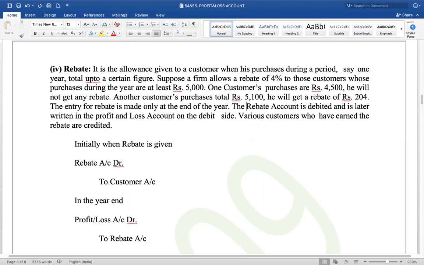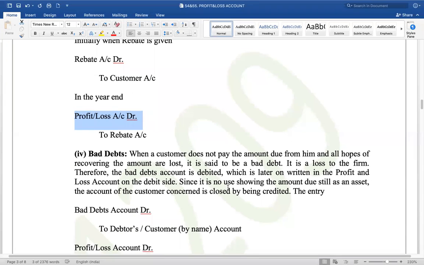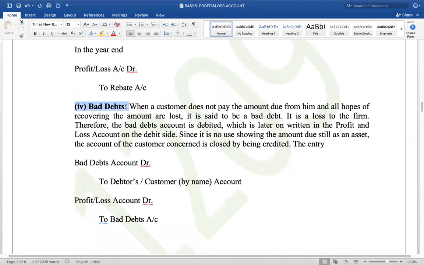When the company is giving rebate, what happens? It's a loss. If it is giving a rebate of 204, that is deducted from the invoice value. So this 204 rupees is a loss. So, profit and loss account debit to rebate account. Rebate is an expense, therefore it is debited to the profit and loss account. Now let's talk about bad debts.